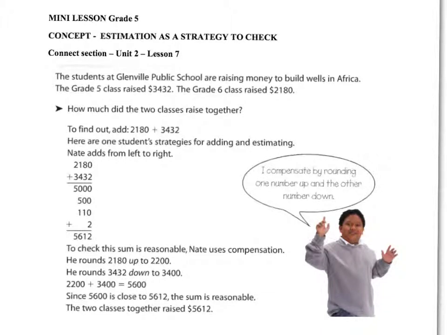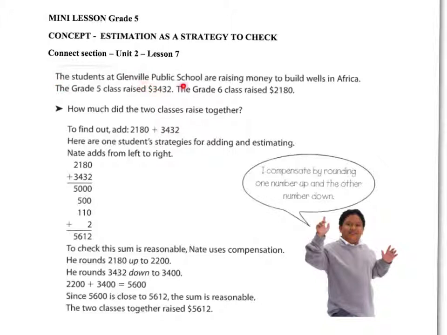Right, so we are continuing with our big idea of knowing what numbers mean helps us to use those numbers to solve problems. Our concept today: estimating as a strategy to check your work. That means we are estimating after we have actually done the work to see if those answers are close. Connect section of Unit 2, Lesson 7 is what you're looking at.